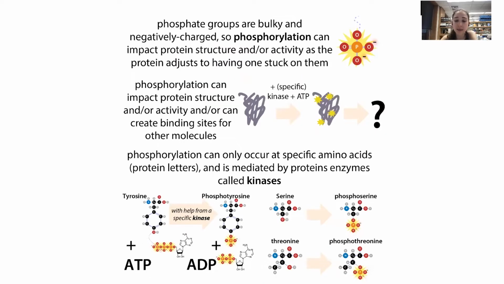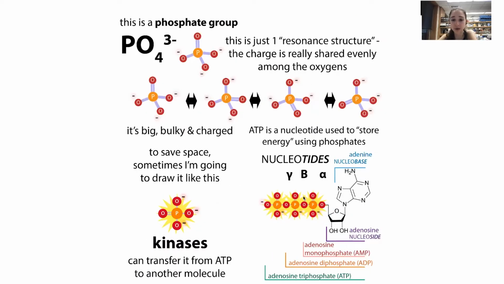But this can only happen at specific amino acids. And the reason why it's a phosphoryl group that we're technically transferring is because when we're transferring it, one of the oxygens is going to come from the substrate, so from the protein that's getting phosphorylated. And you can also have phosphorylation of non-protein things like small molecules, but we're going to be talking about protein phosphorylation here.